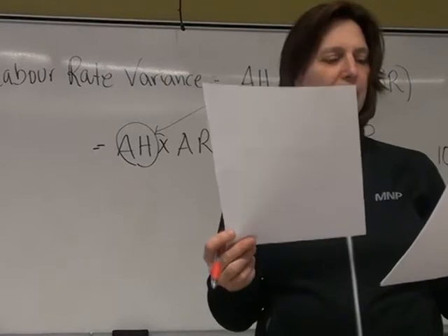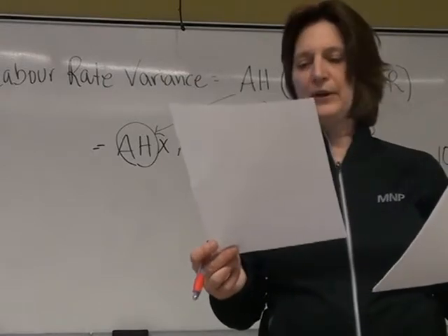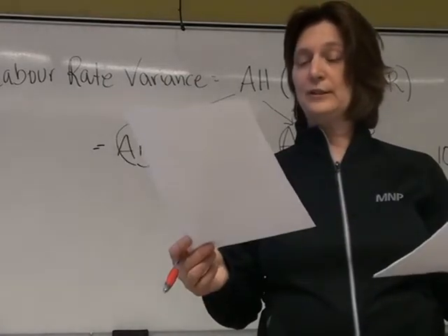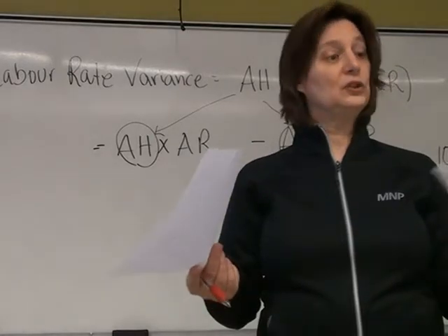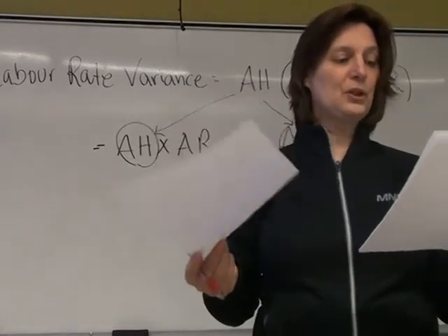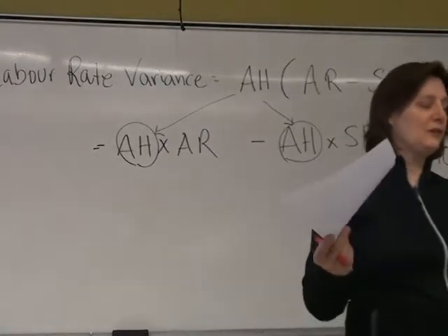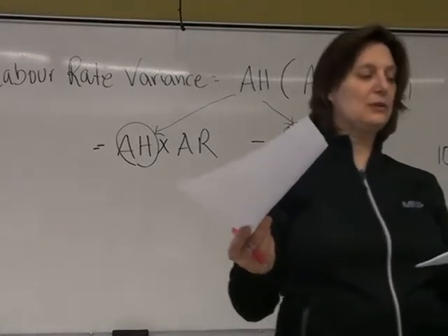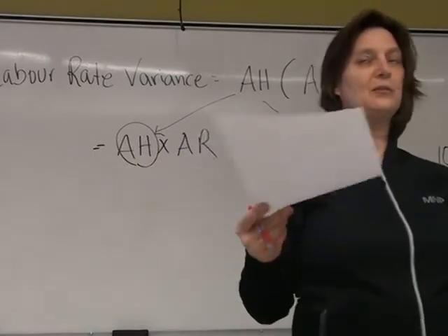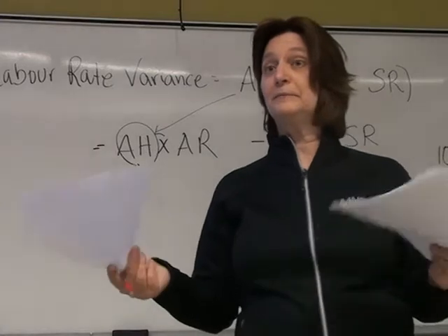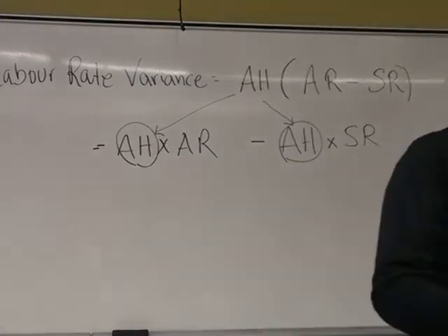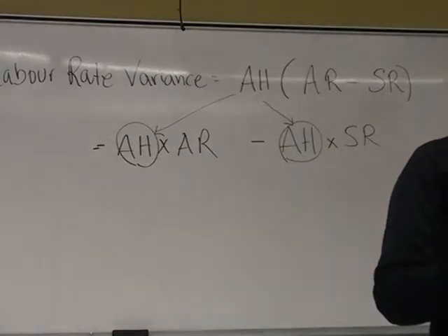Okay, the next part was the total flexible budget labor variance. So what did you guys do there? You just add them up, right? So you should have got 52.5 unfavorable, right? Because we had 52.5 favorable, 105 unfavorable. Perfect.